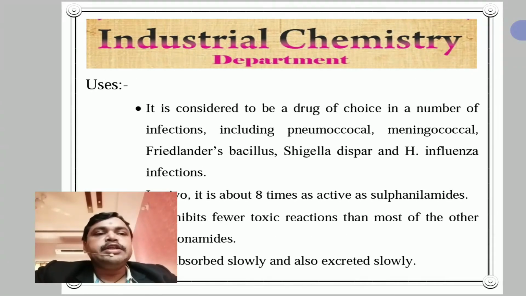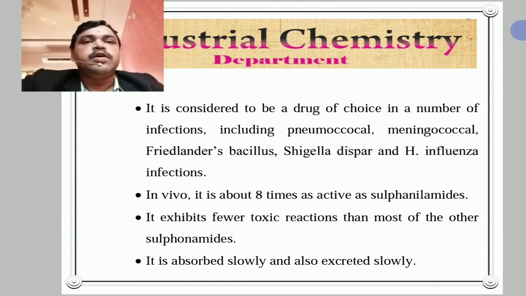Now the medicinal uses of sulfapyrimidine. It is considered to be a drug of choice in a number of infections, including pneumococcal, meningococcal, Friedlander's bacillus, Shigella dysenteriae, and H. influenzae infections. So it is very important in medicine. This drug is used in many bacterial infections.